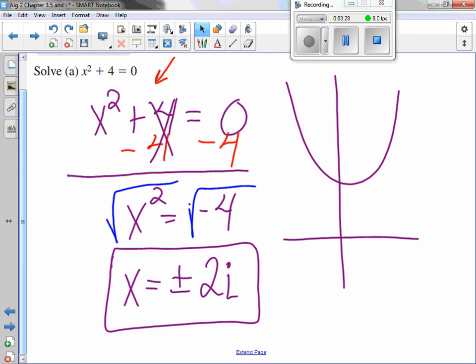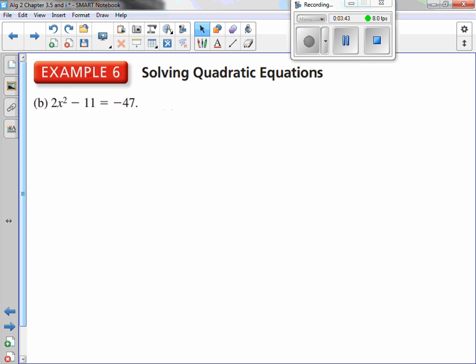So the solution for x squared plus 4, the value of x that makes this 0, is plus or minus 2i. Those are the values for this. Questions on this? So from here on out, it is possible to get solutions with i, with these complex numbers.